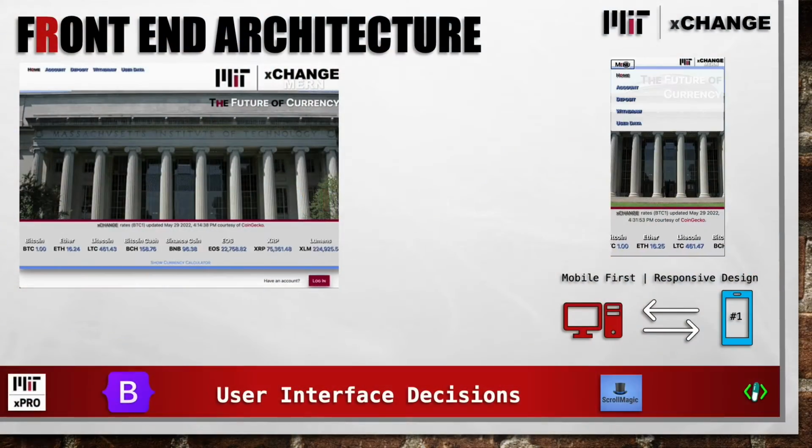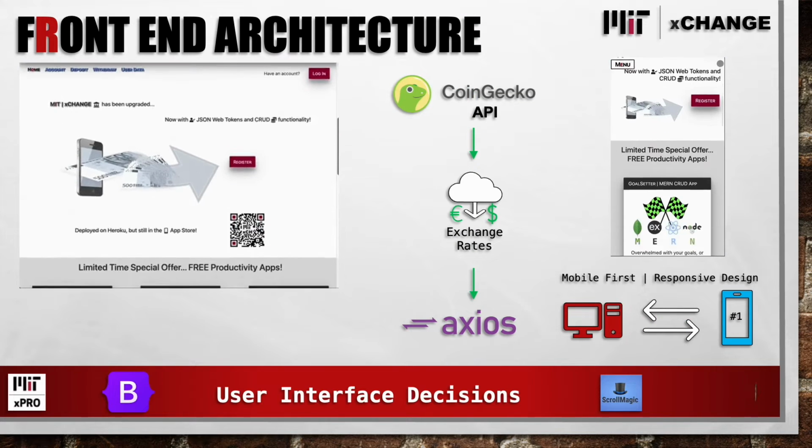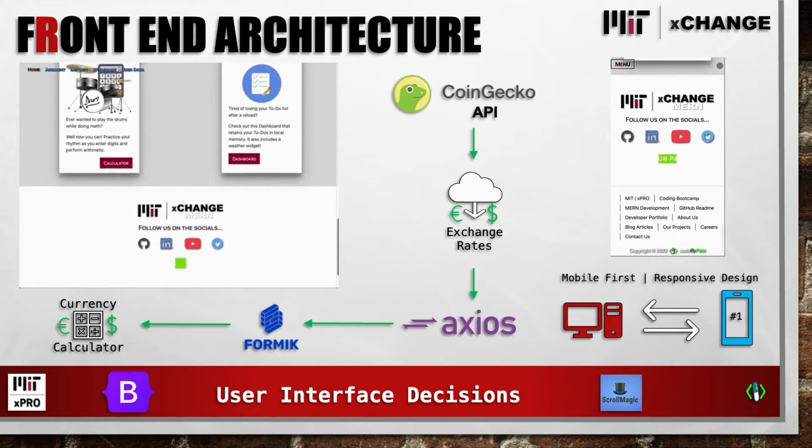For some real-world application, we use Axios to pull in exchange rate data from the CoinGecko API. The user can then use a real currency calculator with Formik managing its inputs.